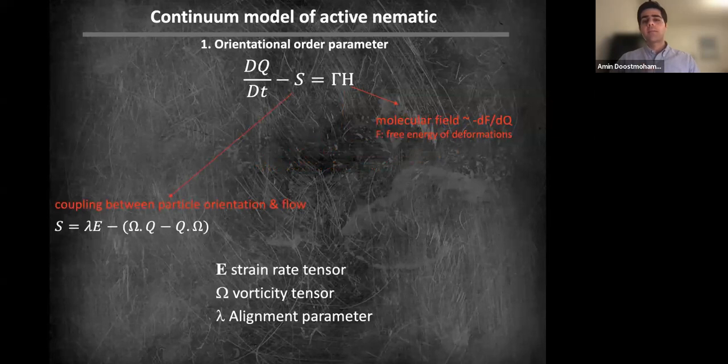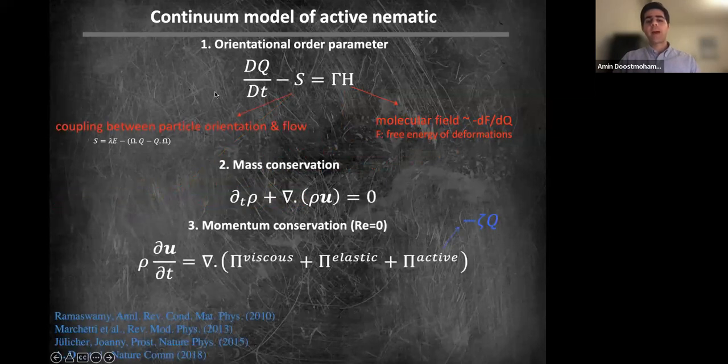And if you have elongated particles, in addition to moving with the flow, the particles should also respond to gradients in the flow. So if there's vorticity, they rotate. If there's shear, they align with the shear. And that's taken into account with this so-called co-rotation term. And this is coupled to the mass and momentum conservation without the active stress. These are exactly the equations for passive liquid crystals.